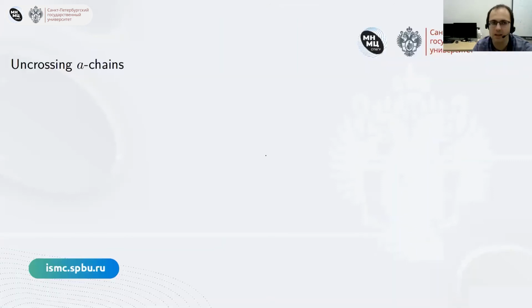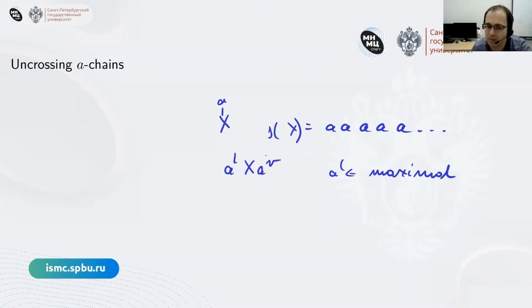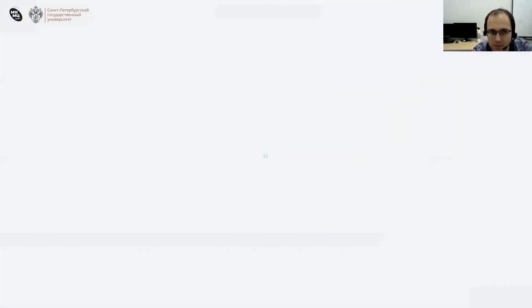For uncrossing chains, the only difference is that for X, there is A applied on X, and the substitution for X could be that there is a lot of A's applied on top. So just popping one letter is not enough. Instead, we replace X with A to the L X, where this A to the L is the maximal chain. So we need to remove all of those letters at once, and the same in the other direction. So if A is the last letter, then we remove all this suffix, the maximal chain of those letters A above the parameter node.